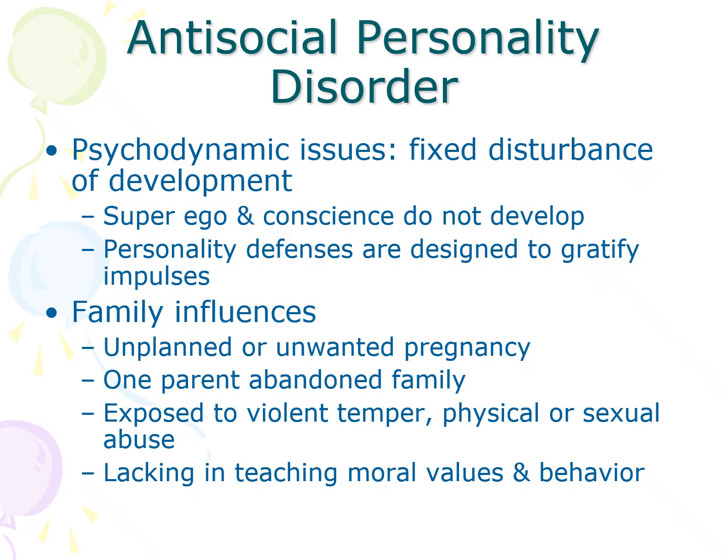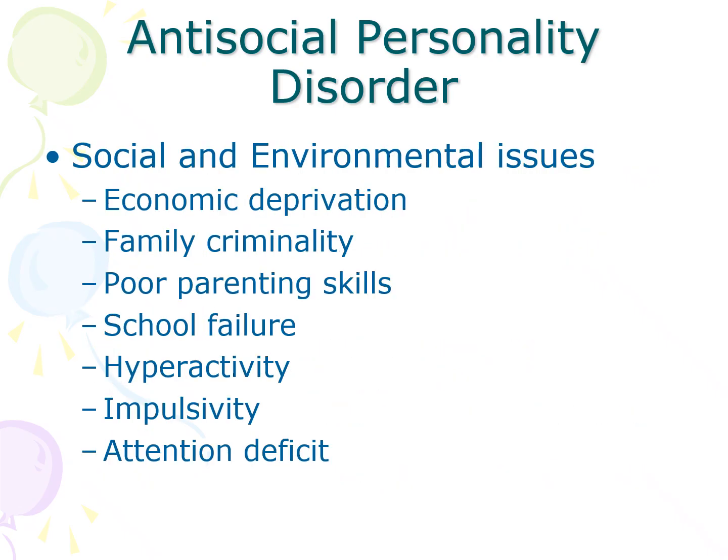Other family influences could be having an unplanned or unwanted pregnancy, having been abandoned by one parent, exposed to violent temper, physical and sexual abuse, and the fact that some have reported not having really good moral values and behaviors. Social and environmental issues include economic deprivation, family criminality, poor parenting skills, school failure, hyperactivity, impulsivity, and attention deficit.